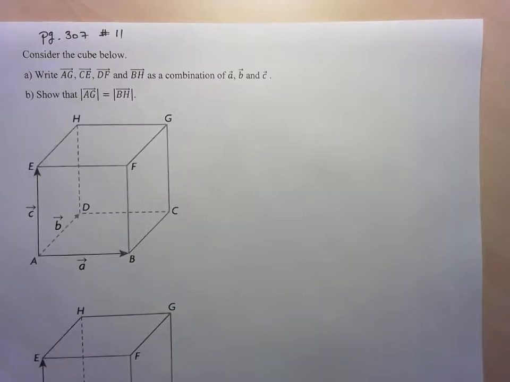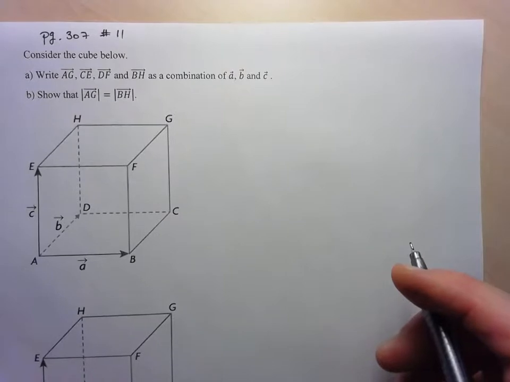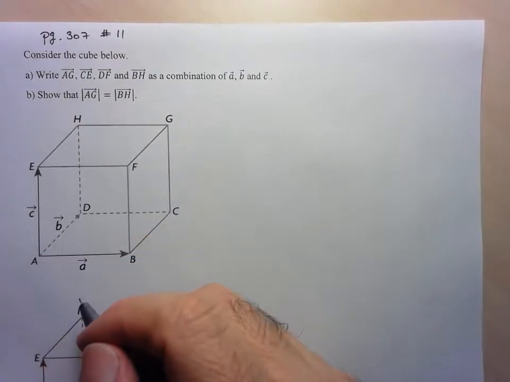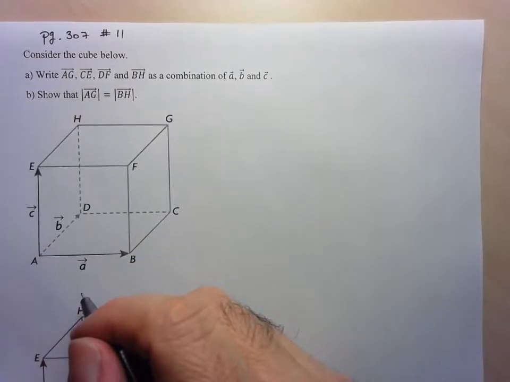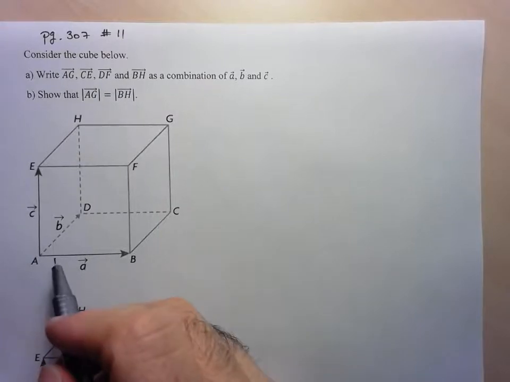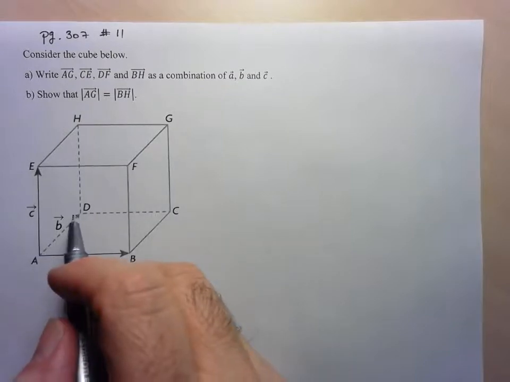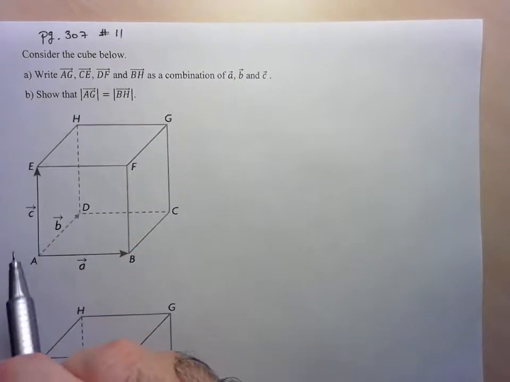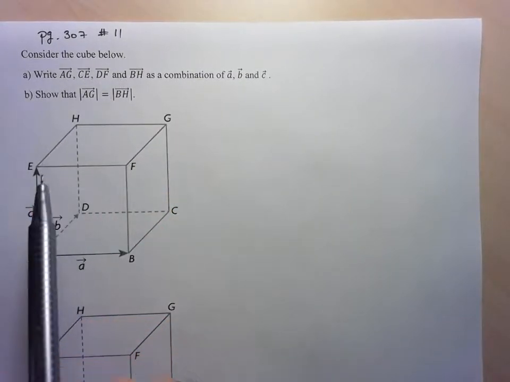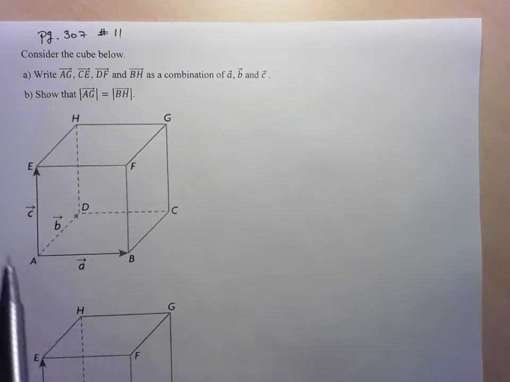Hi folks, we're going to take a look at the solution to number 11 on page 307. Here they give us this cube, so it means all the sides are equal, and they've defined these three vectors along the cube: vector A, vector B, and vector C. They want us to write these other vectors as a combination of these vectors.